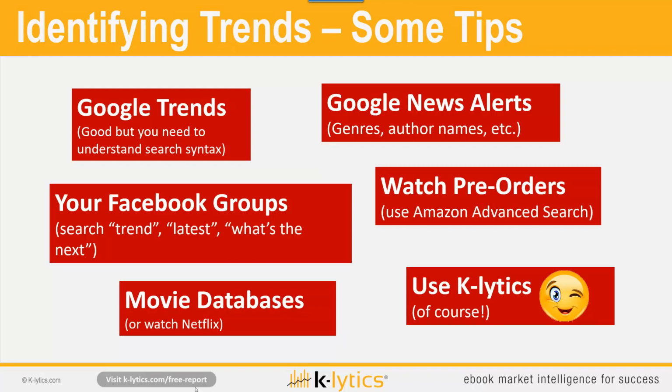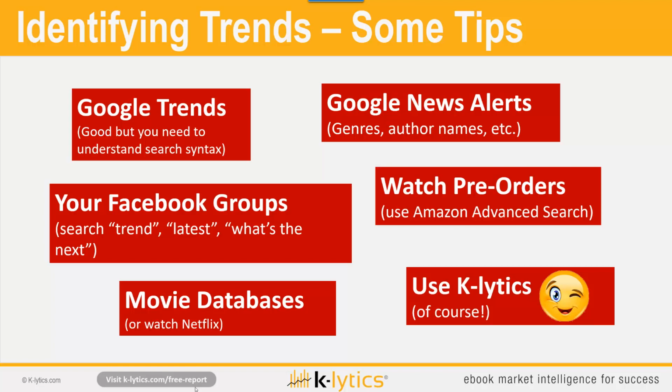Now, identifying trends, here are some tips. As you've seen, Google Trends is your friend. It's very good, but you need to understand the search syntax of how to use it. Google News Alerts is an interesting tool. Have you put in Google News Alerts for your genre or author names? Can be very useful. Many of you will be part of Facebook groups, but have you ever used the search bar in a Facebook group and put in things like trend or latest or what's the next? And you get some interesting discussions on these.